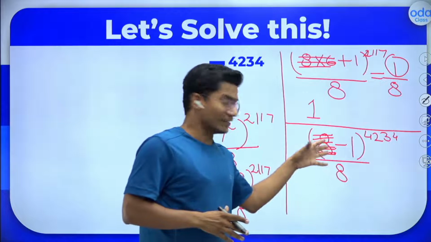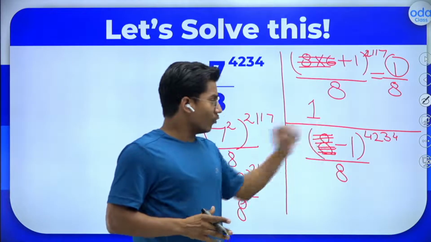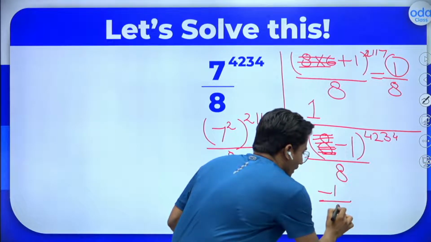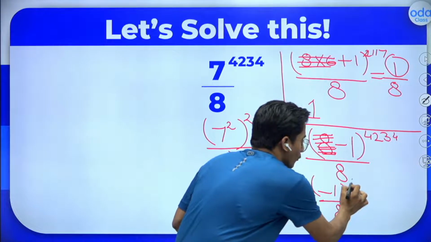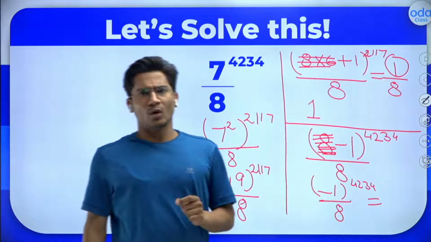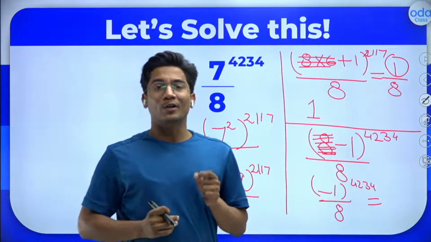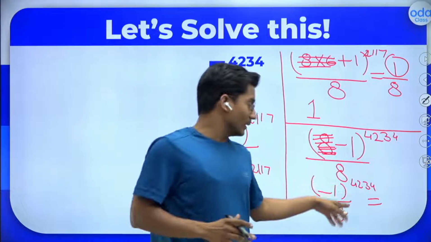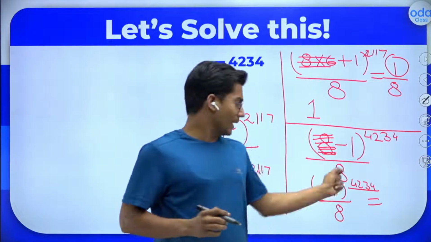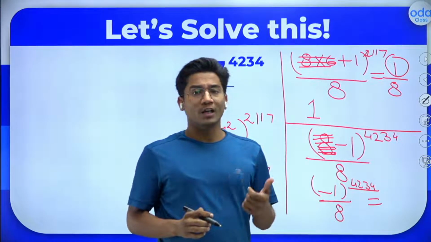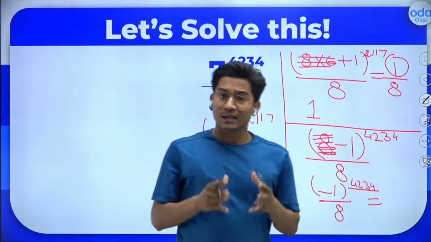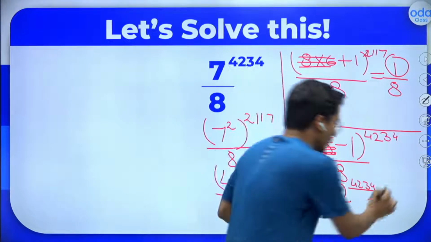So here we are having this. So 8 can be forgotten. Now what is left here? I have got minus 1 upon 8, and the exponent of minus 1 is 4234. Now, guys, we need to remember one very simple thing: whenever I talk about the exponent of minus 1, if the exponent is even, I will be writing 1 here. If the exponent is odd, I will be writing minus 1. Here in this case, the exponent is even.